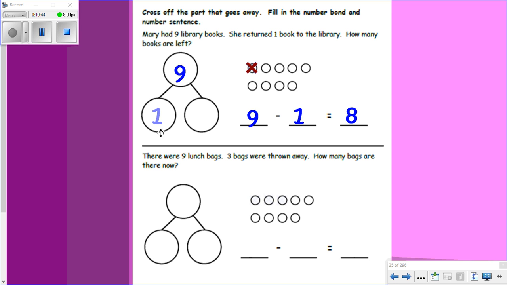Minus, how many were returned? 1. And then how many were left? 8, because those are the 2 parts.